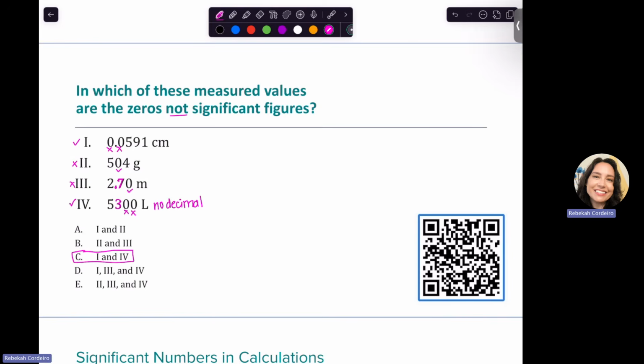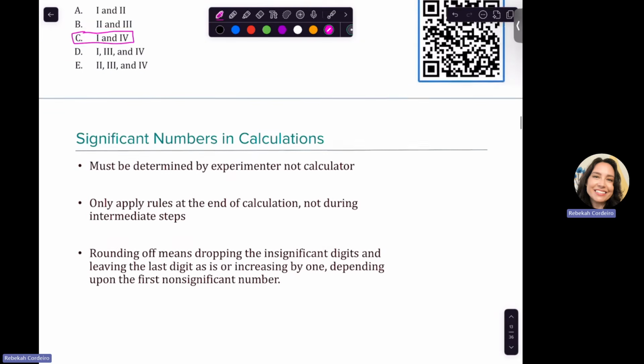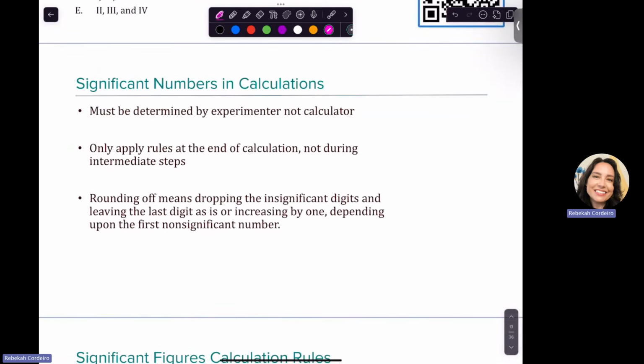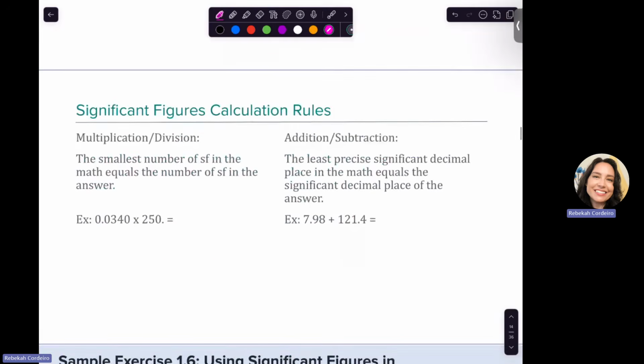Again, if you have questions, please text me a picture and then ask your question. When you're doing calculations, calculators do not tell us how many significant numbers to put in our answers. When we're rounding, we're going to be applying the significant figure rules at the end of the calculation. You're either going to round up or leave it alone based on the next number. And we'll do some examples. So with multiplication and division, the smallest number of sig figs in the math equals the number of sig figs in the answer.